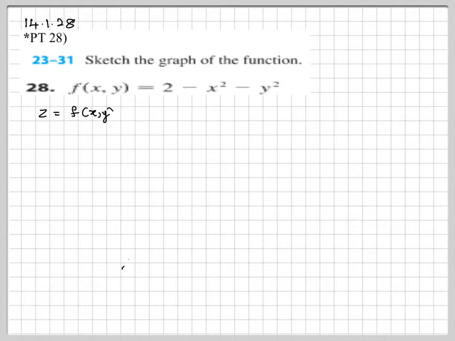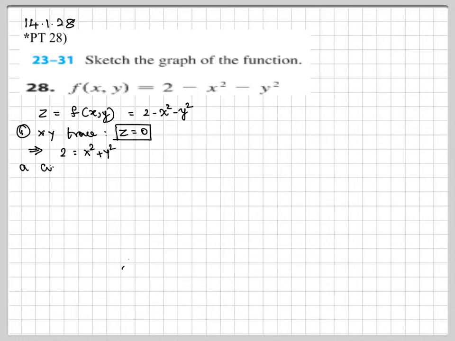z equal to f of x, y, which is 2 minus x squared minus y squared, which is given. So first let's find the xy trace by setting z equal to 0. So 2 minus x squared minus y squared equals 0, or 2 equals x squared plus y squared, which is a circle with center at the origin and radius square root of 2. This is the projection of the surface on the xy plane, which happens to be a circle here.